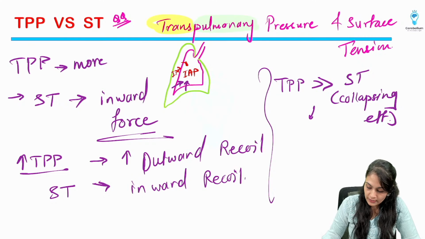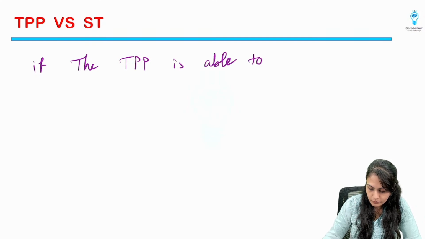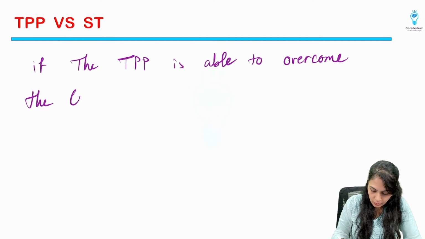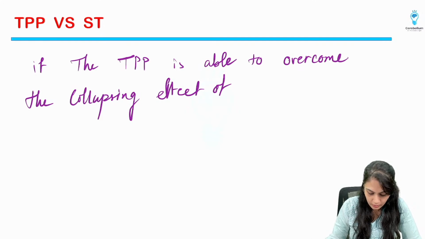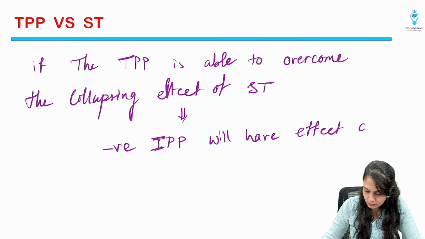Okay, so if the TPP is able to overcome the collapsing effect of the surface tension, only then will the negative IPP have an effect on the volume or expansion.